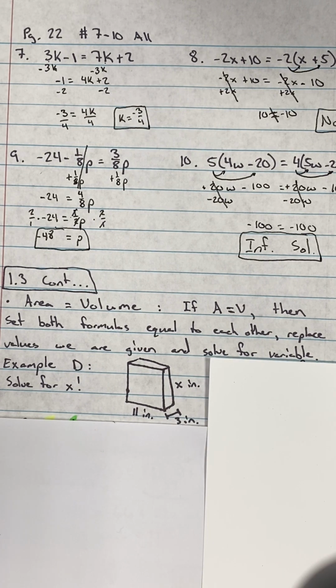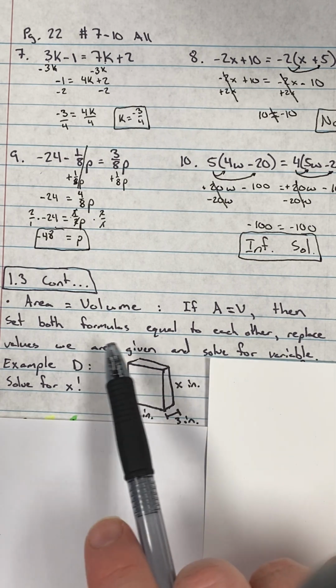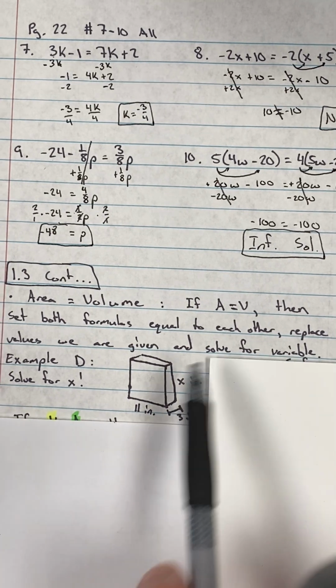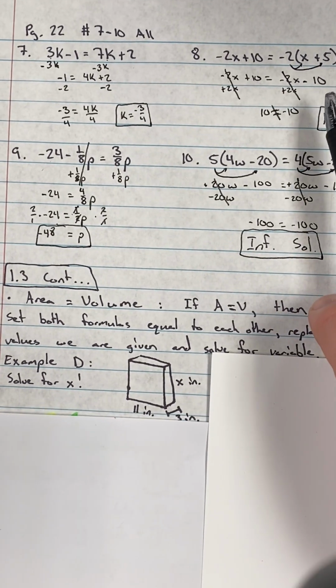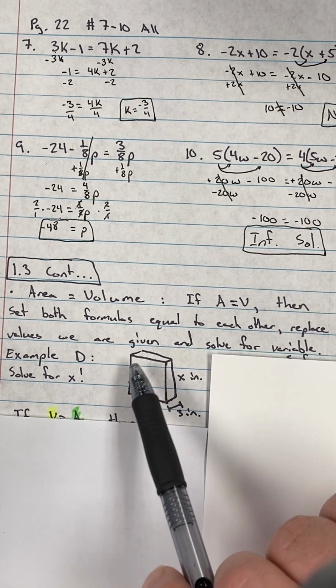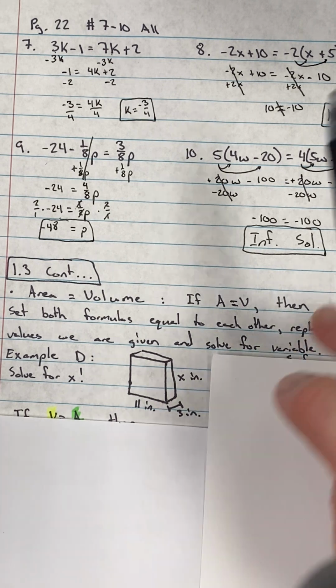Okay, so there's kind of three steps here. Number one, we need to figure out the formulas, so we're going to set both of the formulas equal to each other. Step number two, we're going to replace the values that were given. And then step number three, we're going to actually solve for the variable. So here in this problem, we have x as our variable. So go ahead and try and draw this because that's going to help you. And then let's go and do that first step.